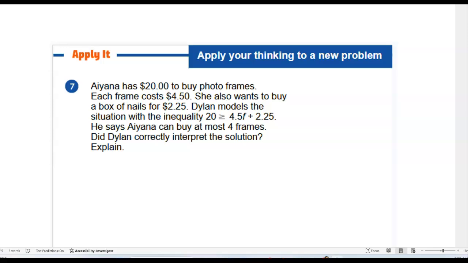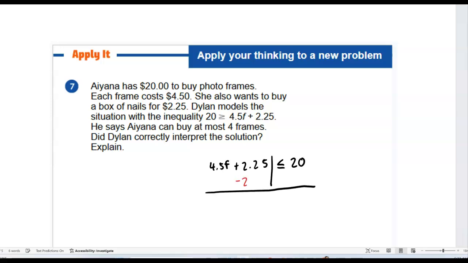All right, number 7, Ayana has $20 to buy photo frames. Each frame costs $4.50. She also wants to buy a box of nails for $2.25. I guess to hammer those to the wall. Dylan models the situation of the inequality as 20, the amount of money she has, greater than or equal to the cost, 4.5 times the frames plus 2.25. He says Ayana can buy at most 4 frames. So let's figure it out. So 20 greater than or equal to 4.5f plus 2.25. You could also write this the opposite way, and you could say 4.5f plus 2.25 is less than or equal to 20, right? The amount she spends has to be less than or equal to what she has.